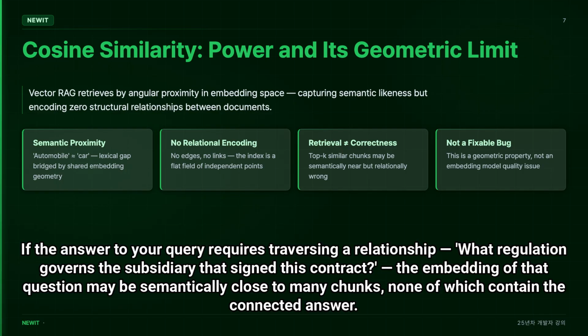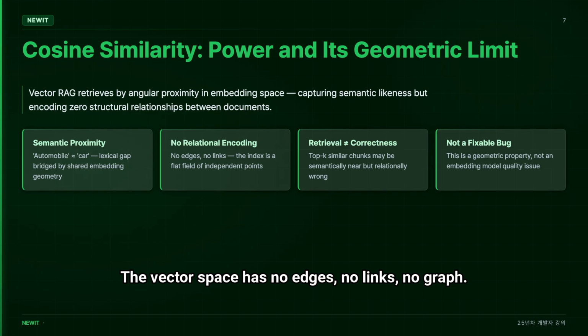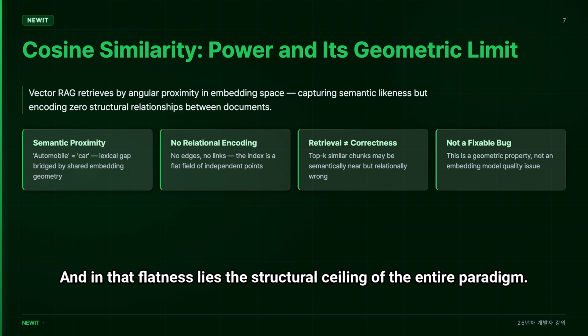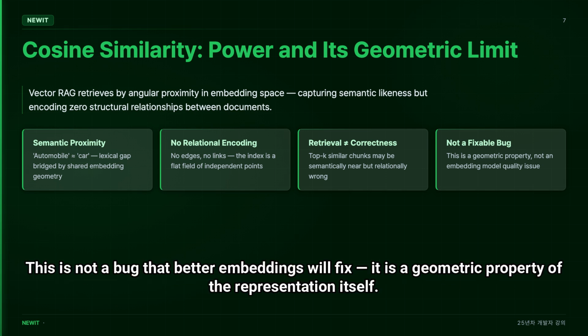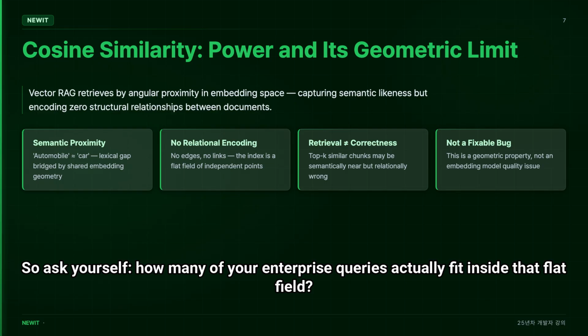If the answer to your query requires traversing a relationship, what regulation governs the subsidiary that signed this contract? The embedding of that question may be semantically close to many chunks, none of which contain the connected answer. The vector space has no edges, no links, no graph. It is a flat field of points. And in that flatness lies the structural ceiling of the entire paradigm. This is not a bug that better embeddings will fix. It is a geometric property of the representation itself. So ask yourself, how many of your enterprise queries actually fit inside a flat field?